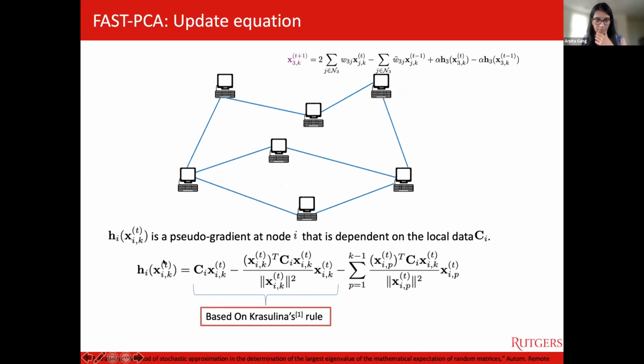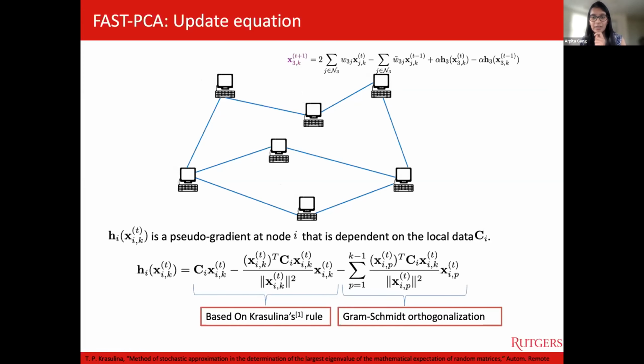Basically, in this pseudo gradient, a part of it is based on Krasulina's rule. As I already mentioned, it was given for only the dominant eigenvector in a stochastic setting, but this pseudo gradient derives motivation from there. And the second part is the Gram-Schmidt orthogonalization to ensure that the kth eigenvector is orthogonal to the previous k minus 1 eigenvectors.